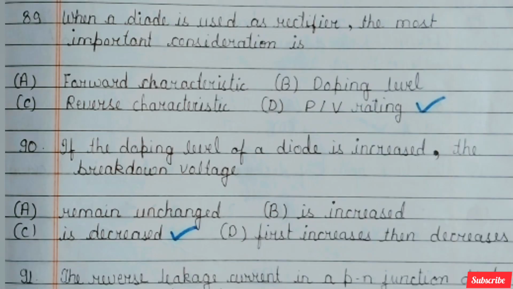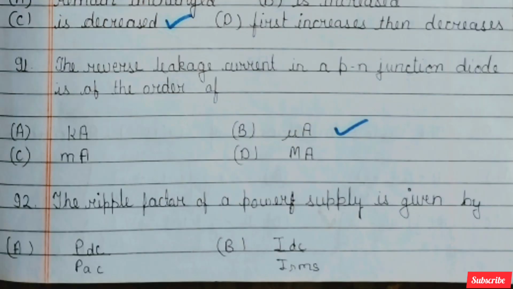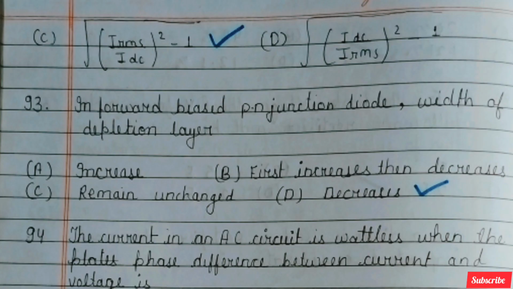When a diode is used as rectifier, the most important consideration is. Option D is right. If the doping level of a diode is increased, the breakdown voltage is decreased. Option C is right. The reverse leakage current in a PN junction diode is of the order of. Option B is right. The ripple factor of a power supply is given by. Option C is right. In forward biased PN junction diode with depletion layer, option D is right.